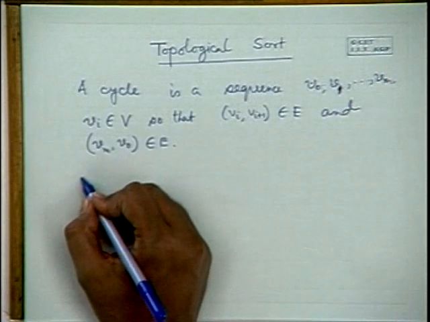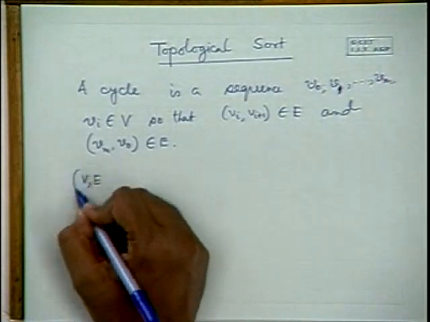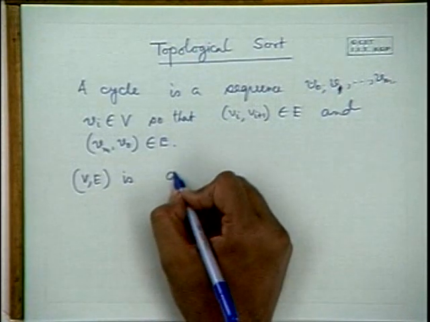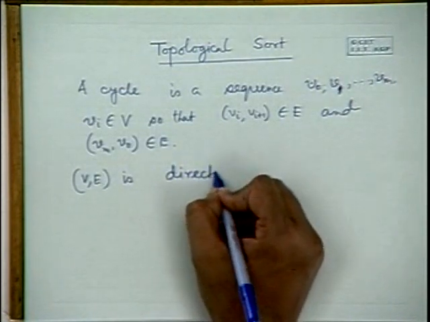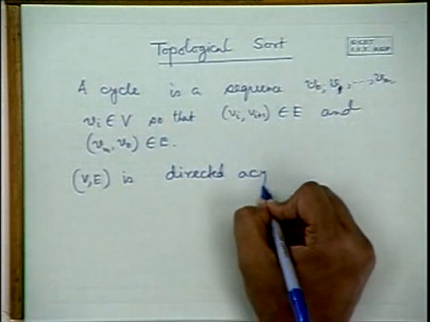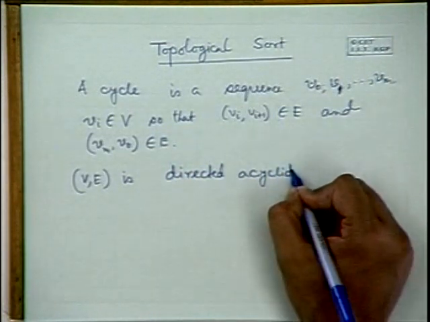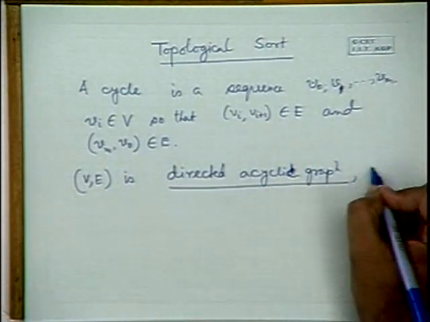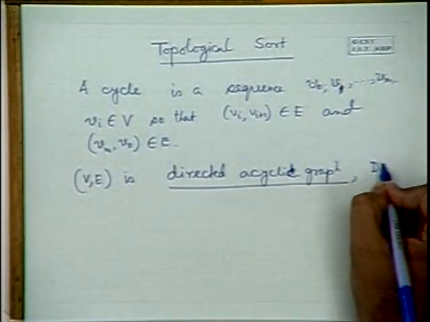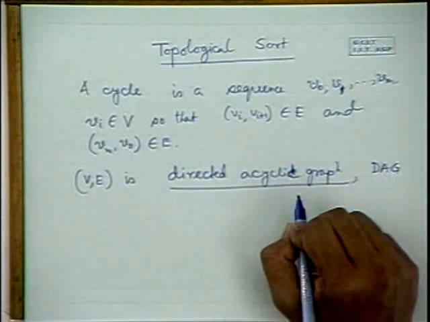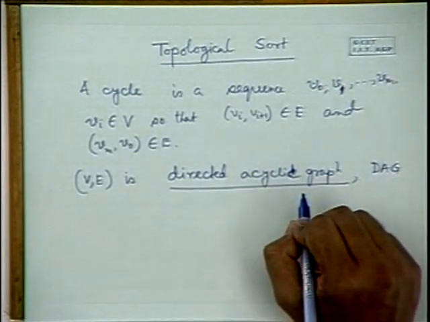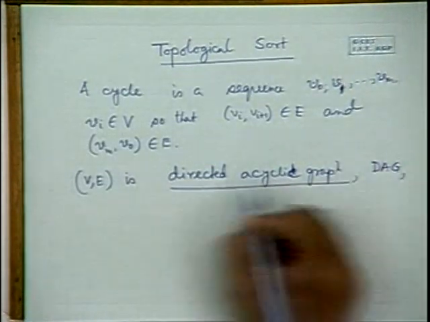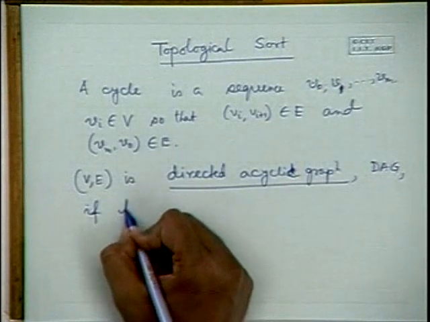A digraph (V, E) is called directed acyclic graph, or in short it has a name, it's called DAG, D-A-G, DAG. Sometimes people call it a DAG, directed acyclic graph. This is a standard name if it has no cycle.